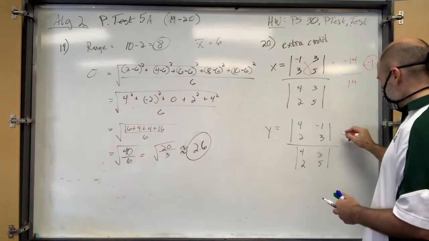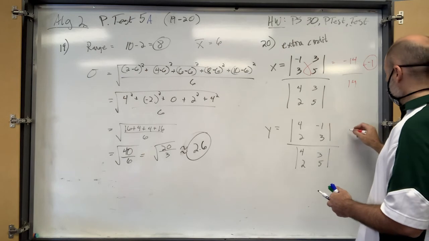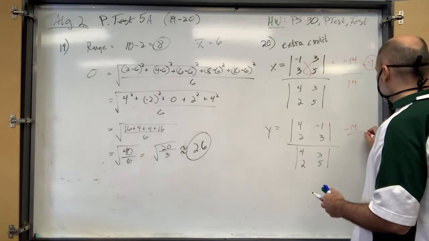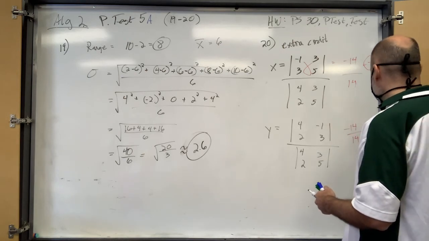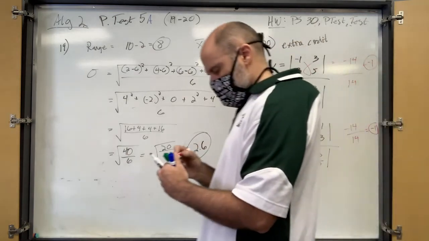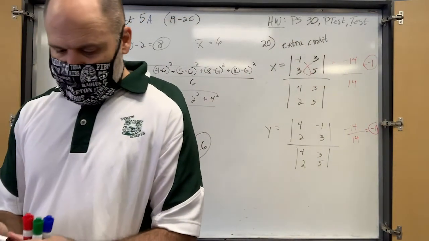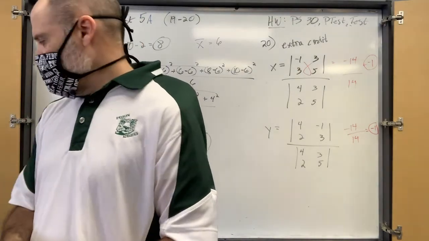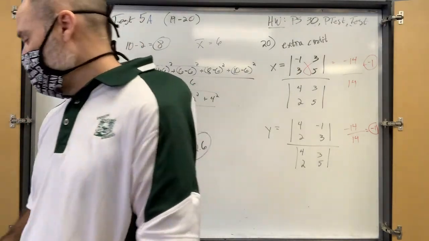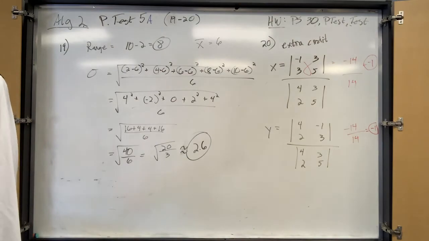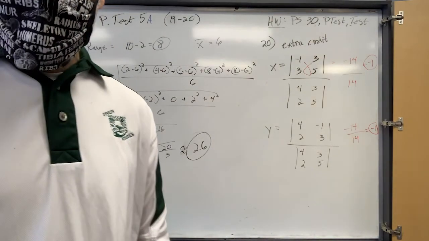So y is 12 minus negative 2, which is negative 14, also over 14, so that equals negative 1. So both of these equal negative 1. So Cramer's rule is tough to remember and to set up maybe, but it gets it done quick. It's nice. All right, that's it.